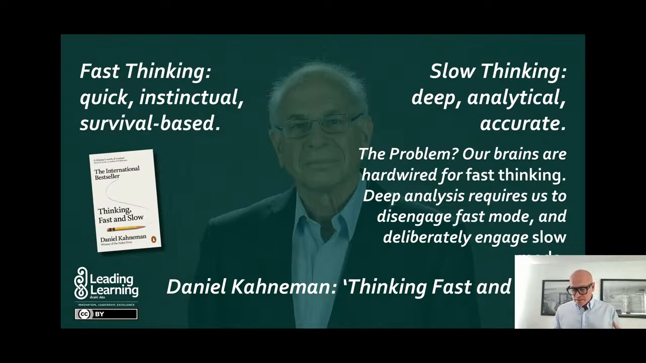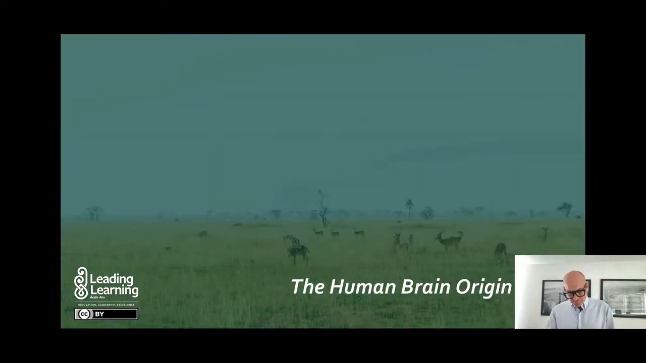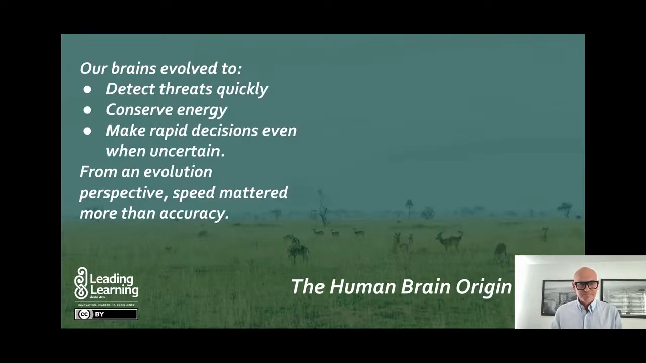I want to rewind and just talk about how our brains got to the point where they prefer fast thinking over slow thinking. And if this was a Marvel movie, this would be the origin story. Back on the literal or metaphorical savannah, our ancestors' brains evolved to detect threats quickly, to conserve energy, to speed up the process of thinking so that you could redirect your energy to other things like walking and surviving. And we needed to make really fast decisions, even when we were uncertain. So from an evolution perspective, speed was more important than accuracy.